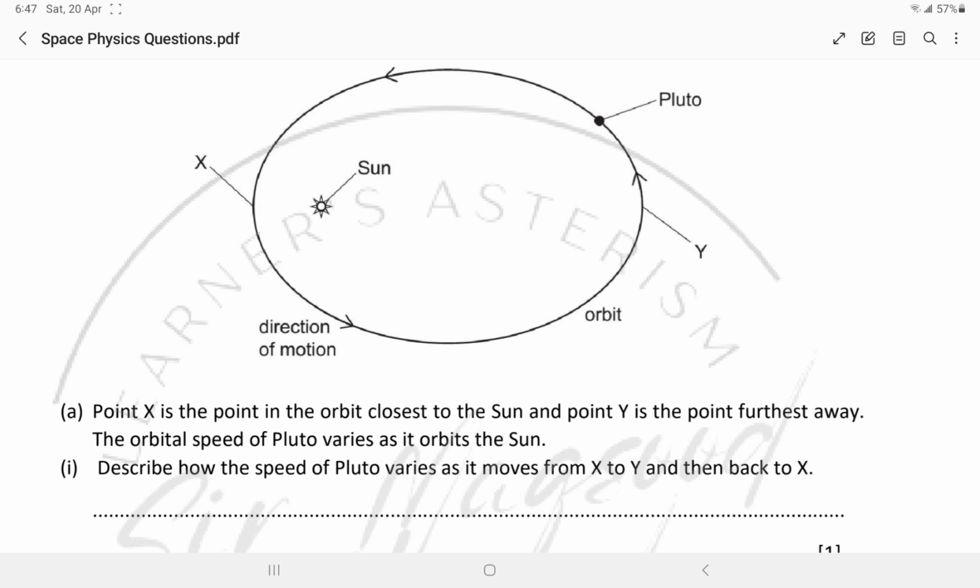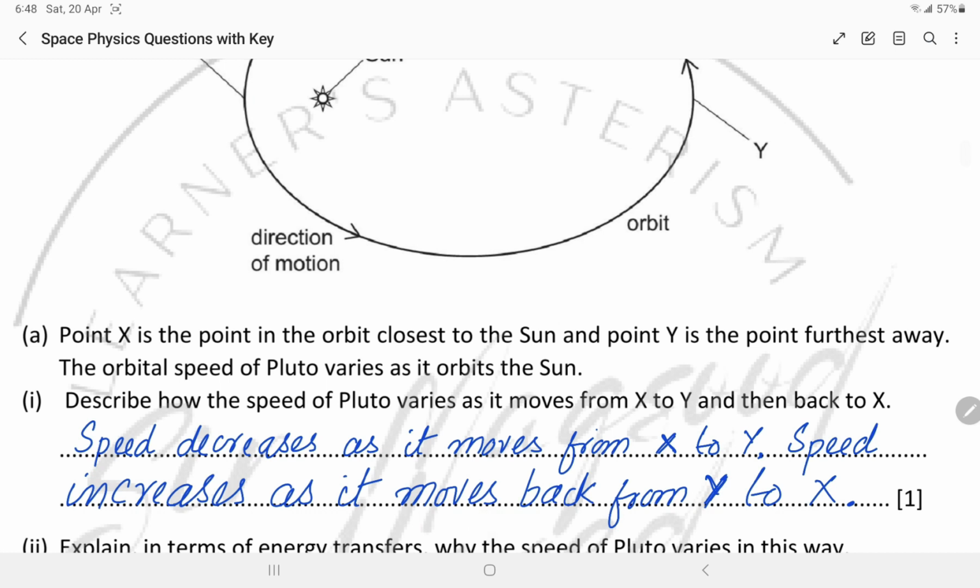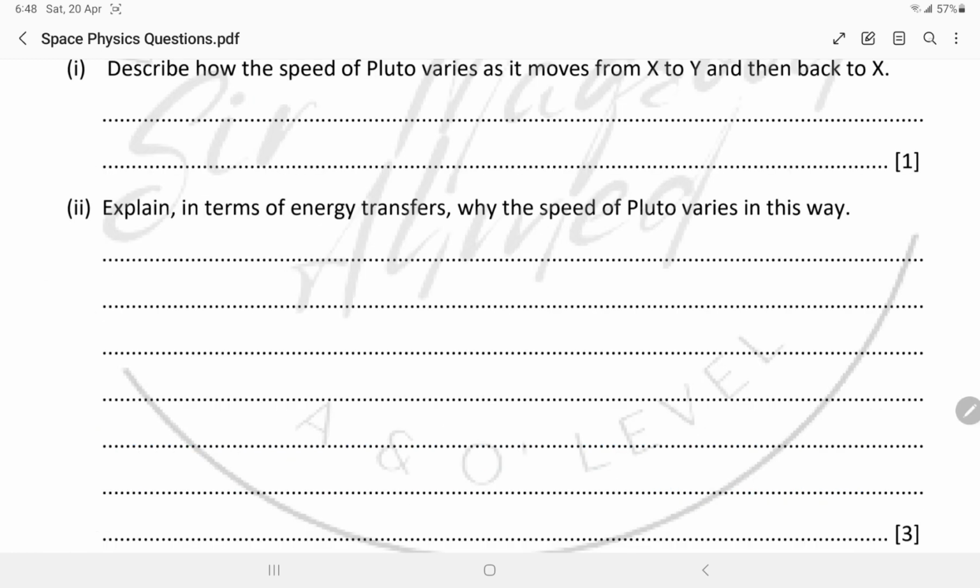So the speed of the planet also decreases. So we will write our answer like this. Our answer is, speed decreases as it moves from X to Y. Speed increases as it moves back from Y to X. Now part 2, explain in terms of energy transfers why the speed of Pluto varies in this way.